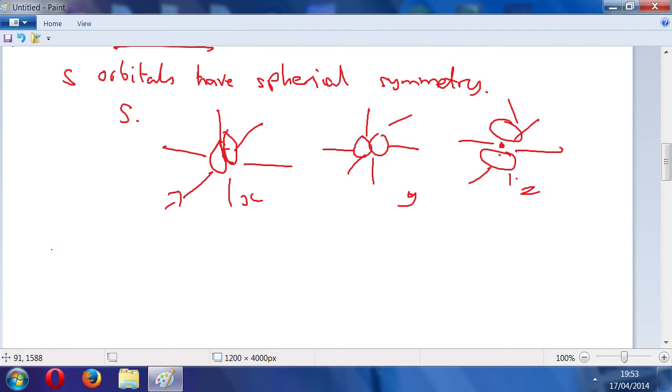Anyway, the p orbitals. I'm not going to draw the p orbitals. I think the s orbitals. That's enough drawing for one day.